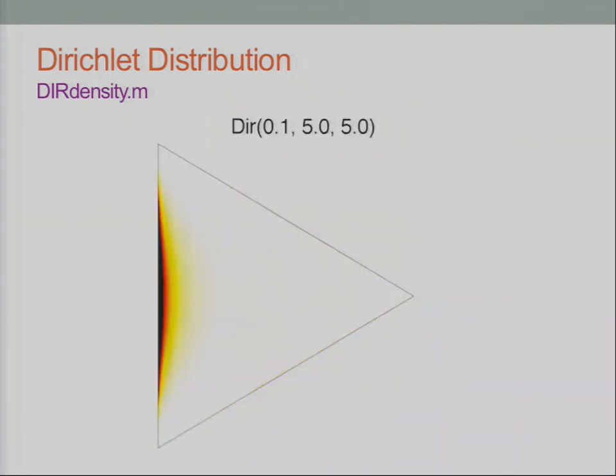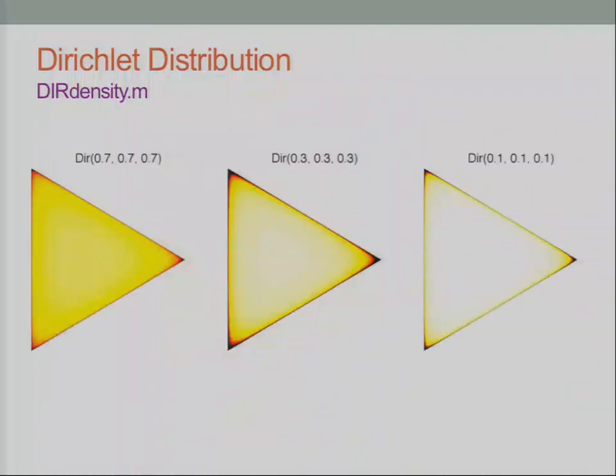So it's interesting to see what happens when things are smaller than 1. When the parameter is smaller than 1, then rather than getting concentrated on the center of this triangle, the probability mass starts going towards the edges. And the more you decrease the values away from 1, the more concentrated around the edges they become. So this is an interesting property of the Dirichlet distribution.